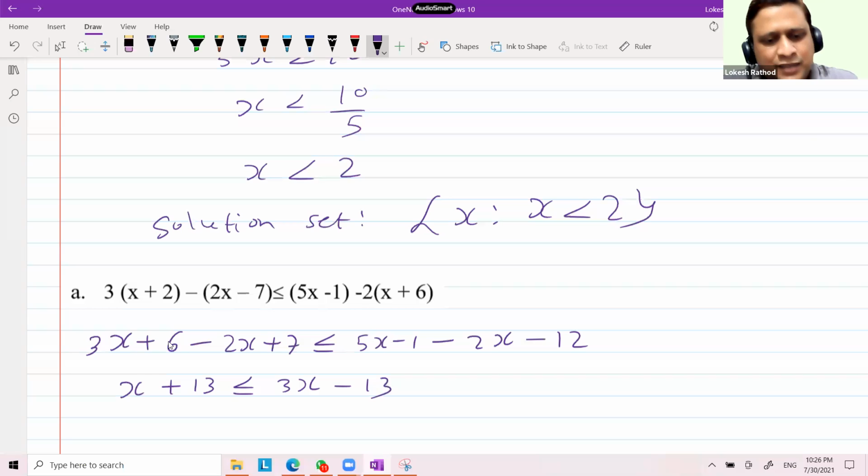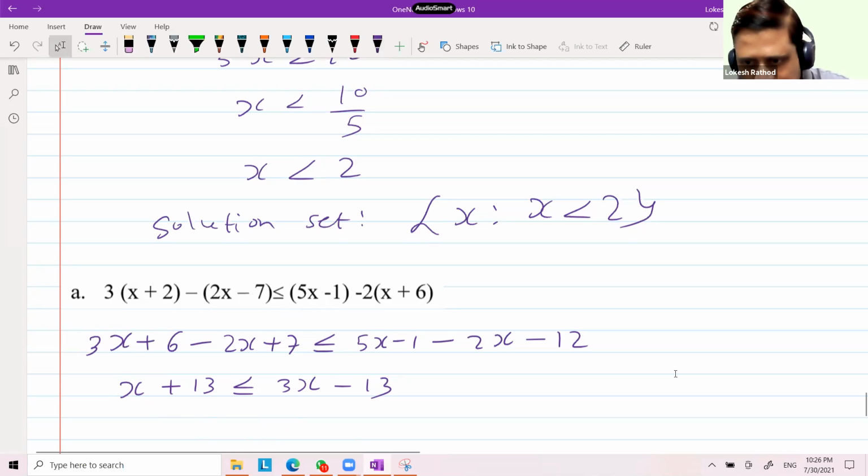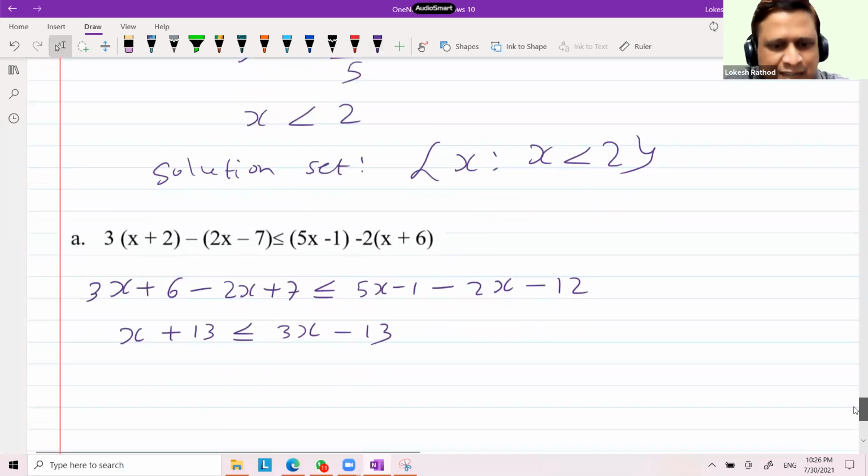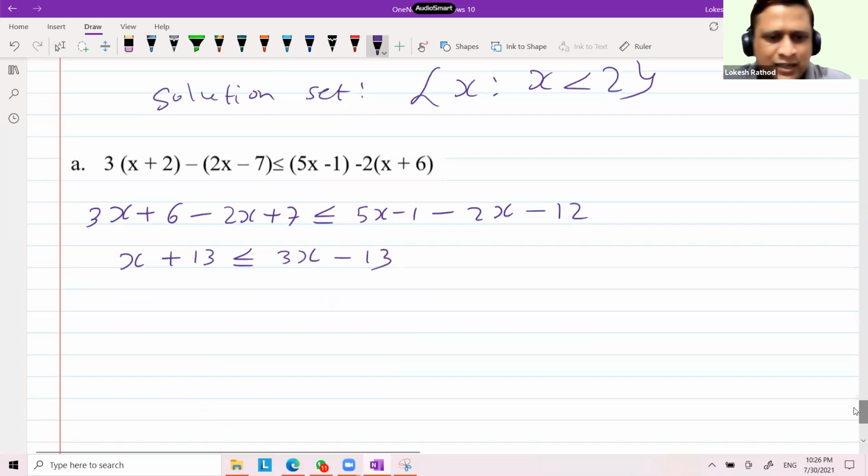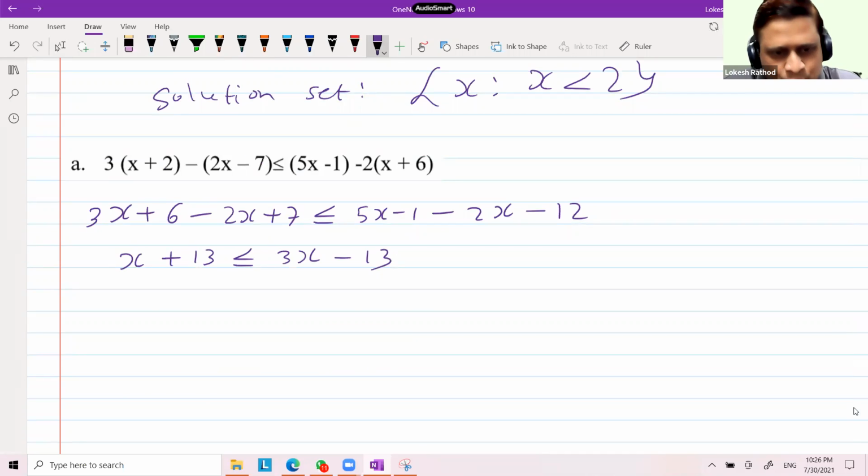What I can do, I can bring this 3x to this side, or I can bring x to this side. Both are the same thing, okay? I can do any of them. When our question is of inequality, basically I make the variable positive. So chances of error are less, right? So I will shift x to that side, right? So the sign is this only, 3x minus x.